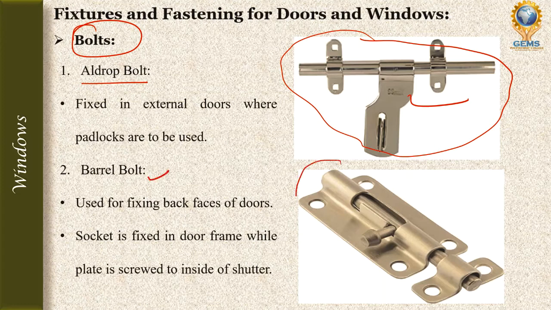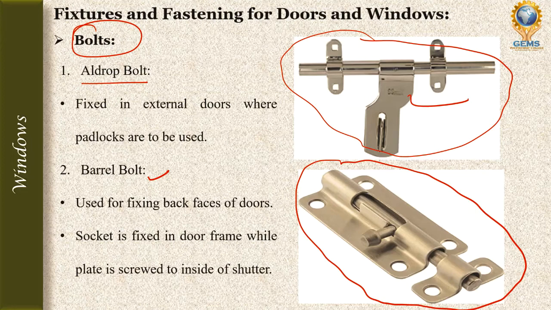Second one is the barrel bolt. We will see this barrel bolt in many areas, in windows or doors. It is used for fixing the back faces of the door. Once you are closing the door, we will use the barrel bolt to close it from the inside. So that is the barrel bolt.